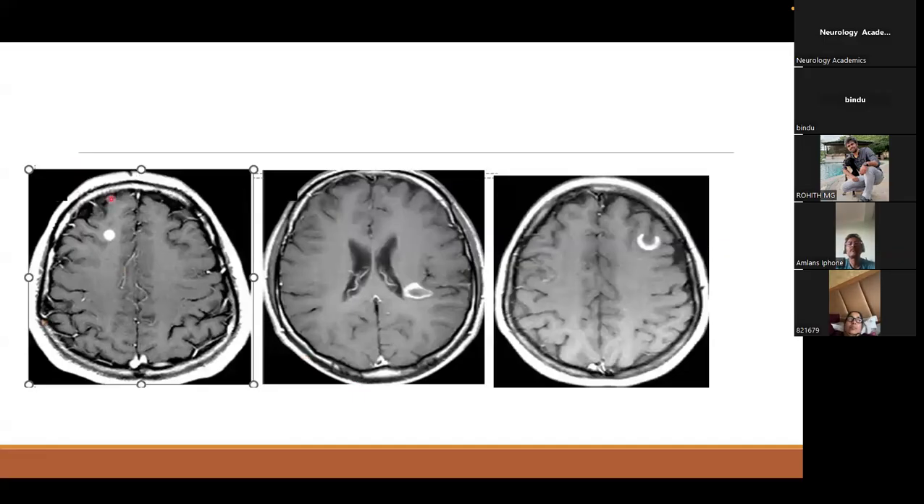So in this image, we can see the nodular enhancement. And here we can see a ring-like pattern of enhancement. And here we can see the open ring enhancement. And the ring will be open towards the gray matter, because the active part of the demyelination, where there is blood-brain barrier dysfunction, is seen towards the white matter.